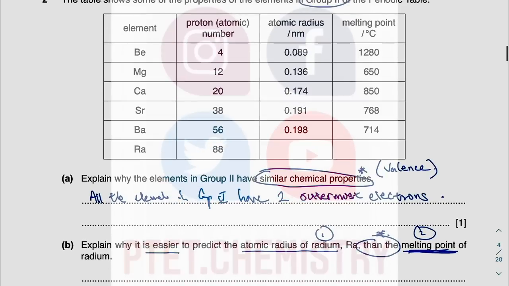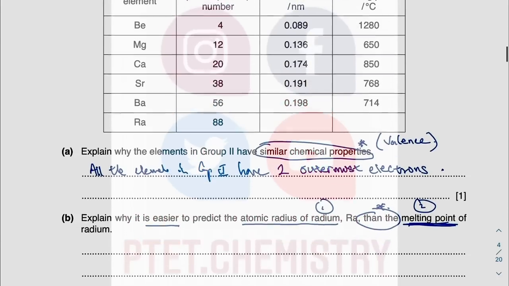Now look at radium. Look at the atomic radius down group 2. The atomic radius gets bigger. How about the melting point? The melting point gets smaller, and then it increases again, and then it gets smaller again. Can you see there is a trend? For atomic radius there's just one general trend. But for melting point it's quite hard because it decreases and then increases again. That's about your skill in reading a table, and whether you can notice the trend or not.